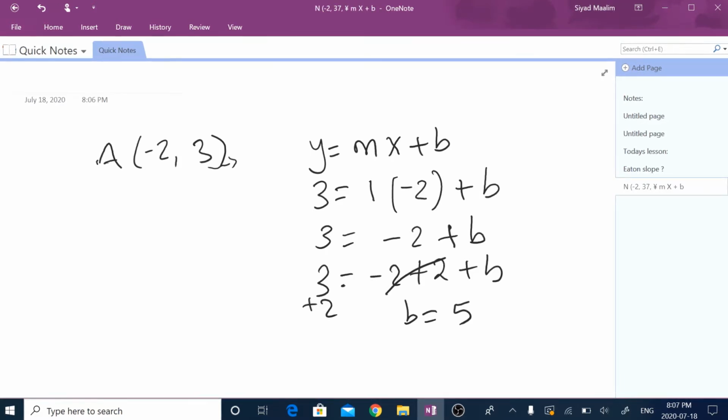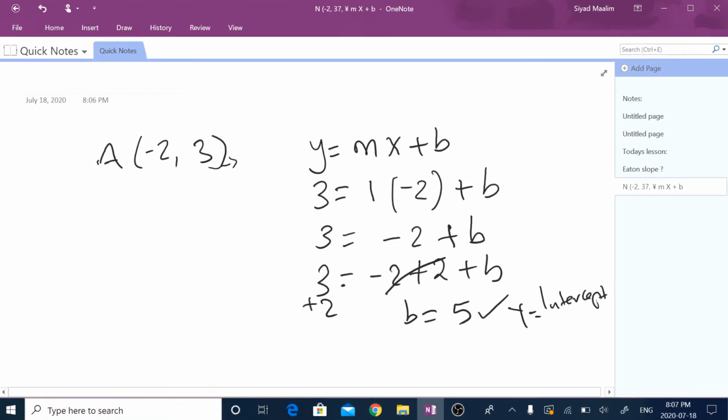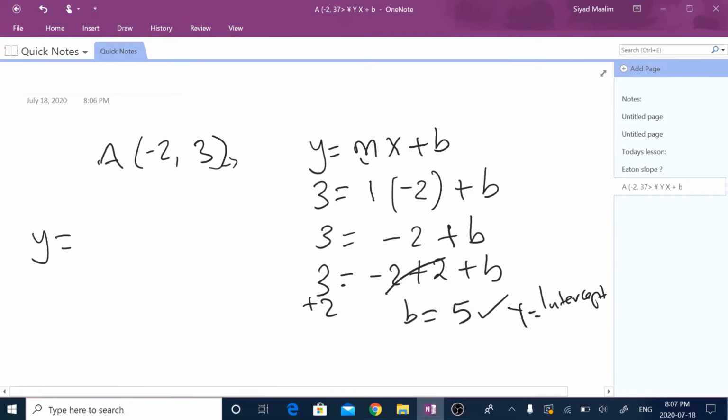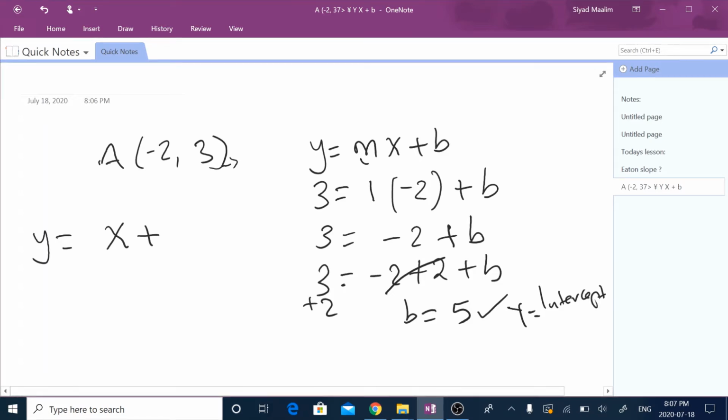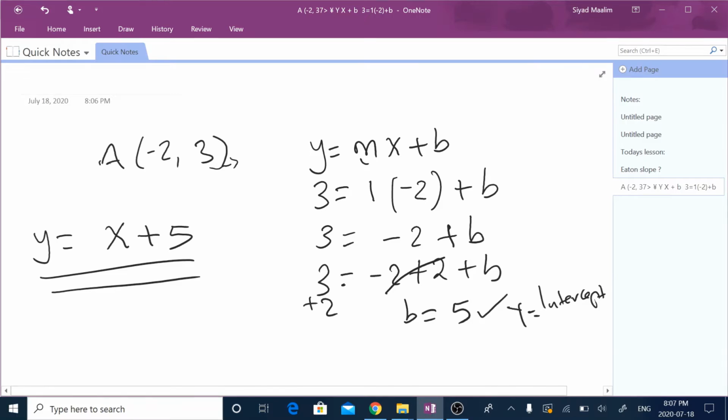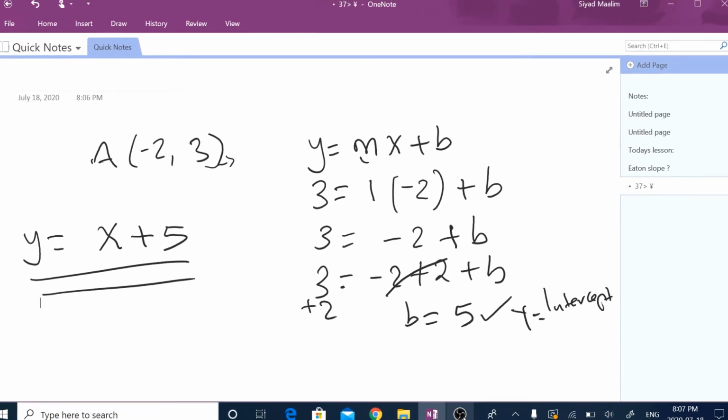Now we have the slope. We have the y-intercept. We said b is equal to the y-intercept. Therefore, the equation of that line is equal to, m was 1, so 1 times x is just x, plus b, which is 5. Therefore, the equation of this line is equal to x plus 5.